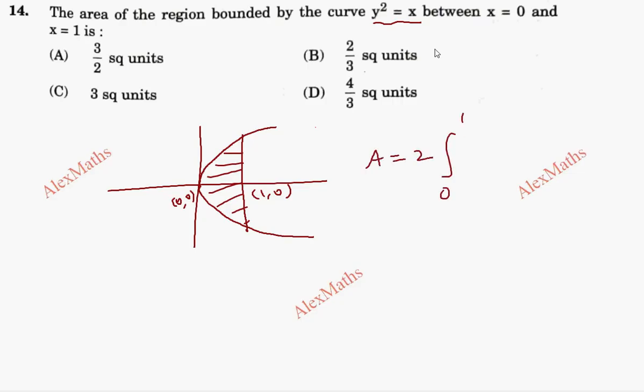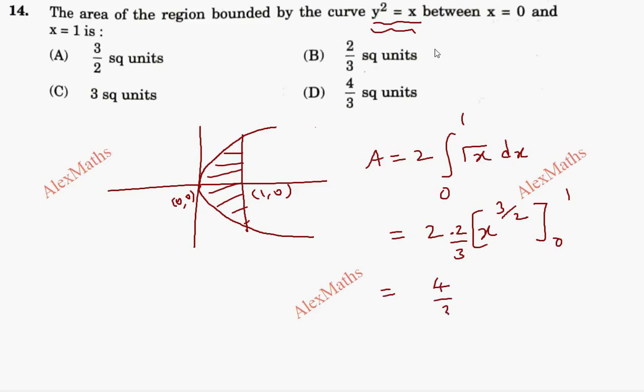Limit is from 0 to 1. Y from the given curve is root x dx. So when I integrate, this is x power half. So when I integrate x power 3 by 2 by 3 by 2, so we take into 2 by 3 here and we have a limit from 0 to 1. Using the upper limit we get 1. So 4 by 3 into 1 is 4 by 3. Lower limit it is 0. So from the options, it is option D. 4 by 3 square units.